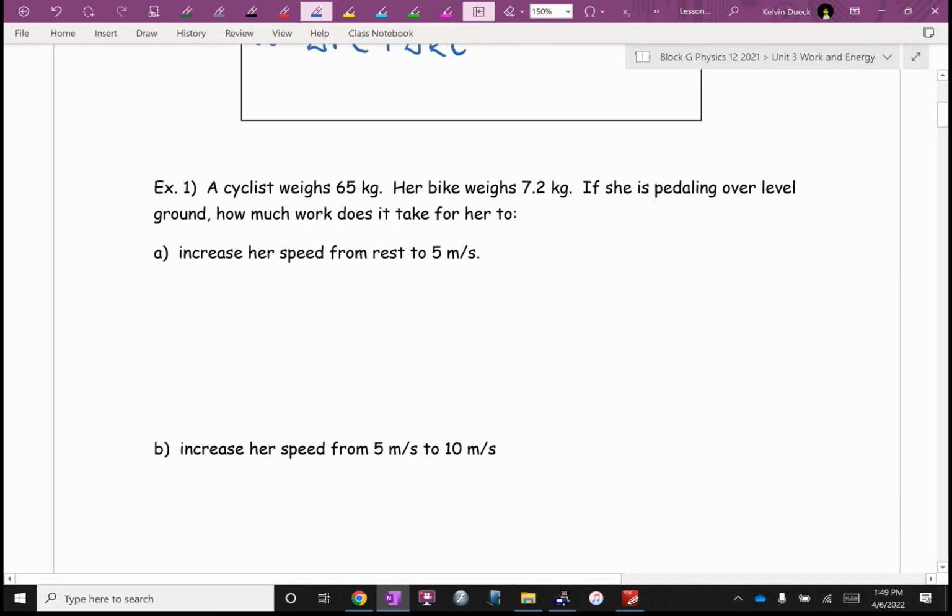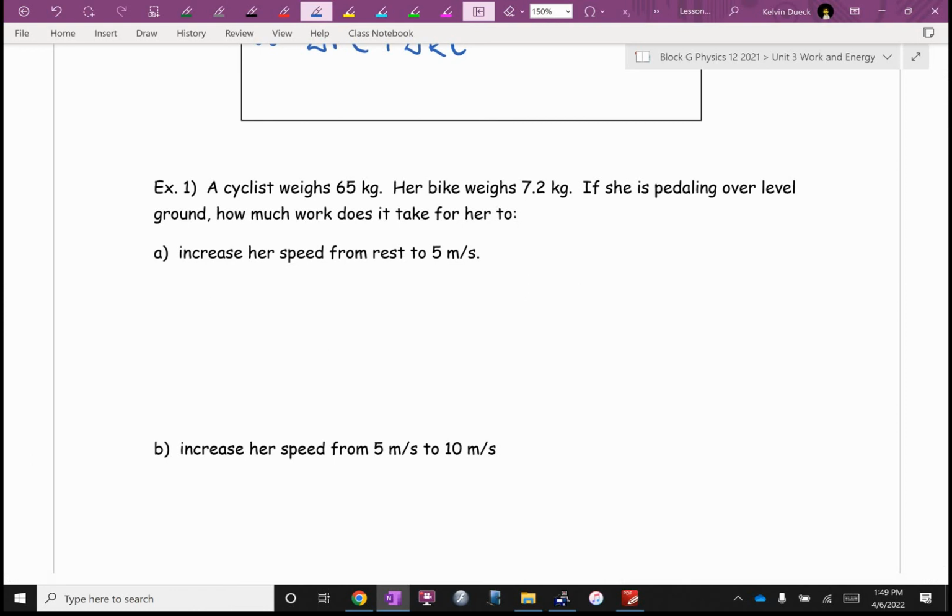So, example 1. A cyclist weighs 65 kilograms. Her bike weighs 7.2 kilograms. If she's pedaling over level ground, how much work does it take for her to increase her speed from rest to 5 meters per second? So my brain would read this, and I would ask myself, what's it asking me to find? How much what? Keep reading. How much work?